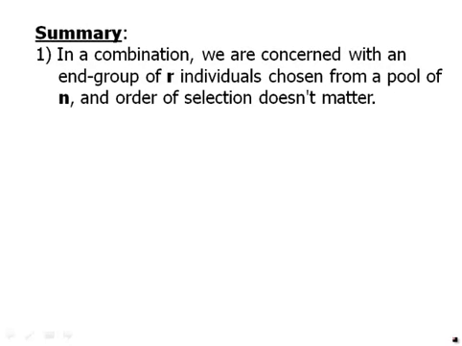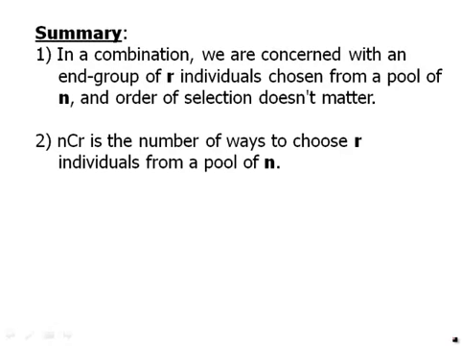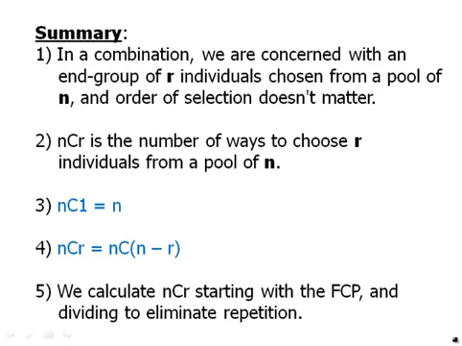In summary, in a combination, we're concerned with a group of r individuals chosen from a pool of n, and the order of selection does not matter. n choose r is the number of ways to choose r individuals from a pool of n. n choose 1 always equals n for any value of n. n choose r always has to equal n choose n minus r. That's a very important symmetry formula. And we can calculate n choose r by starting with the fundamental counting principle and then dividing to eliminate repetitions.